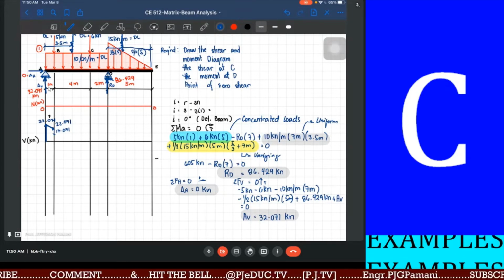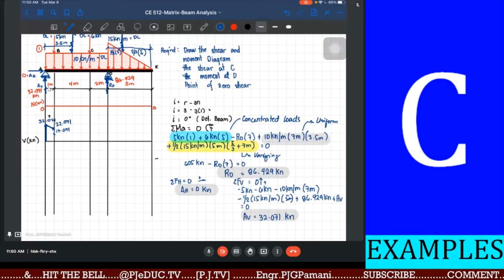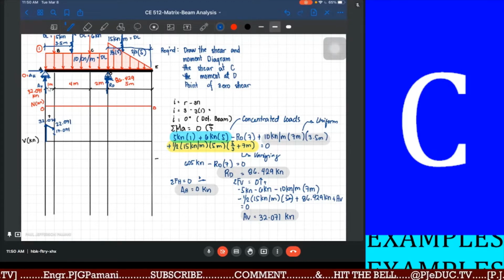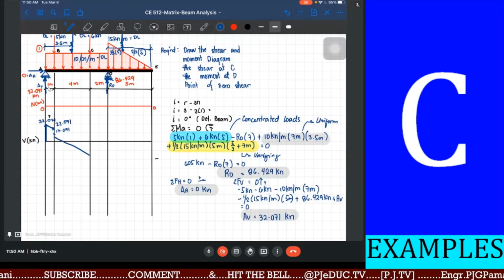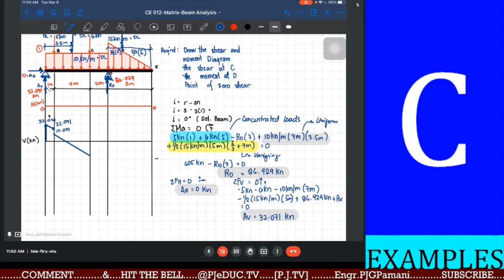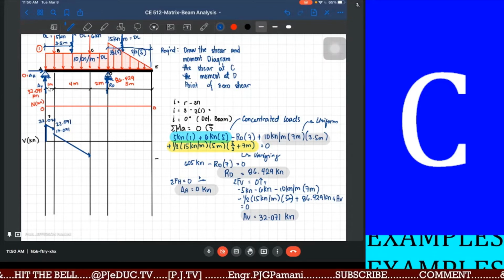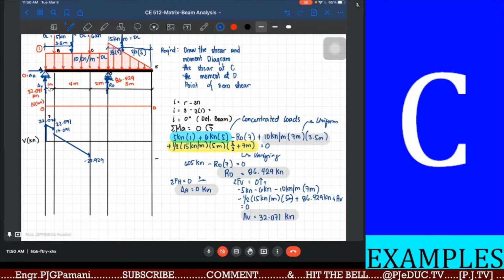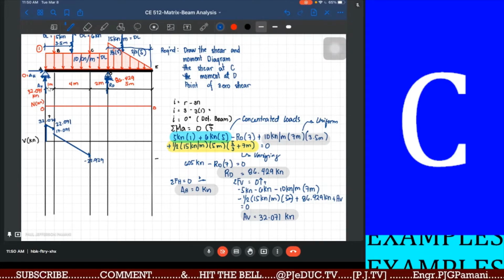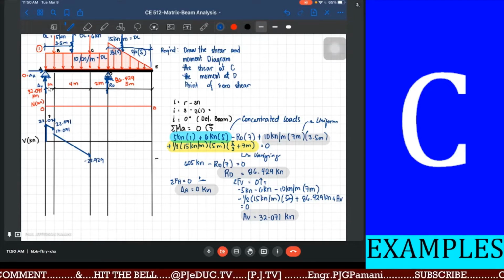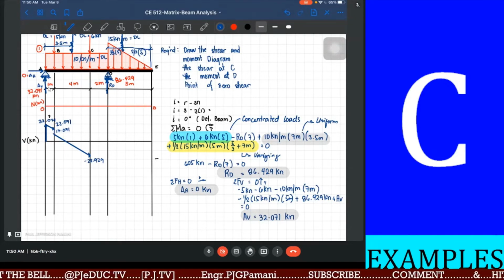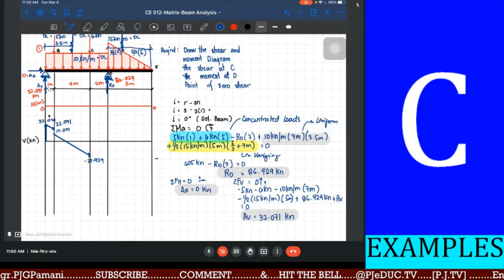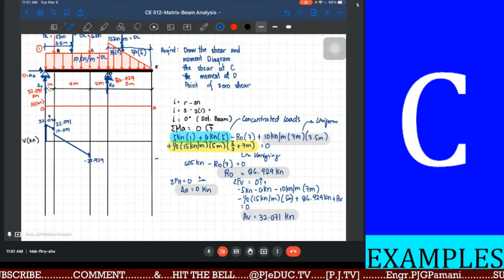So 17.071 minus 10 kilonewton per meter times 4 gives us negative 22.929. So from there, meron tayong negative 22.929 kilonewton. And again, note there is still a concentrated load 5 meters from point A of 6 kilonewton. So negative 22.929 minus again with 6 kilonewton gives us 28.